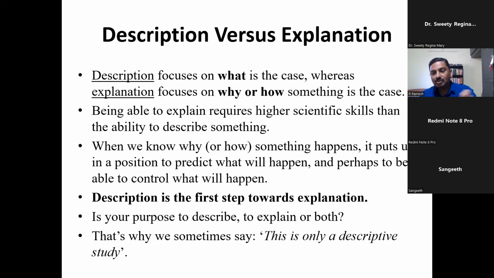And description is used mostly in descriptive research. If it is inferential research you are using, definitely you may have to go for explanation based on whatever results you get in your data analysis. You need to be able to explain the data, right? So description is the first step towards explanation. You can say that.